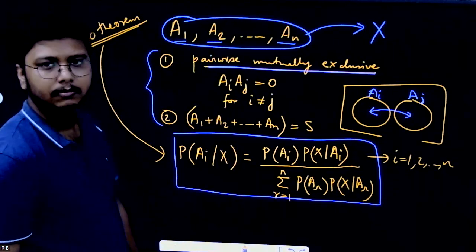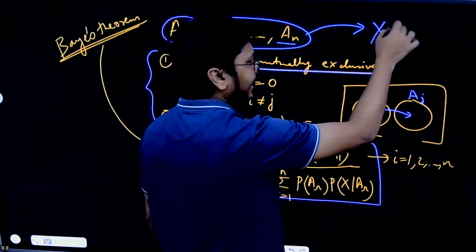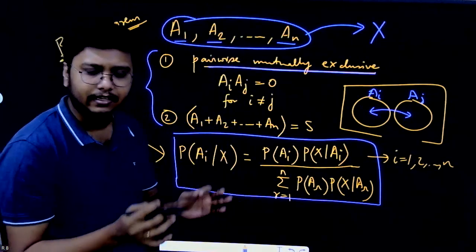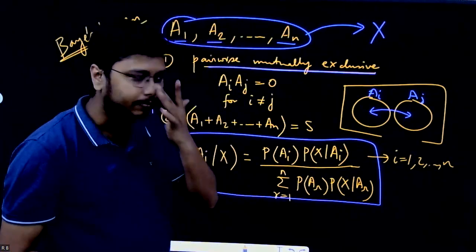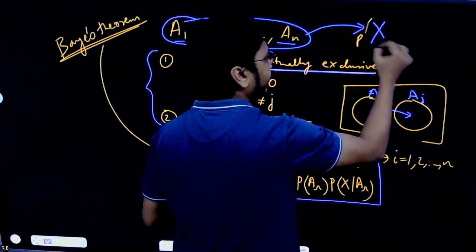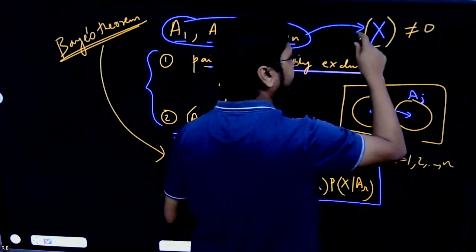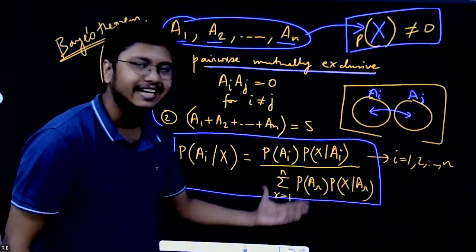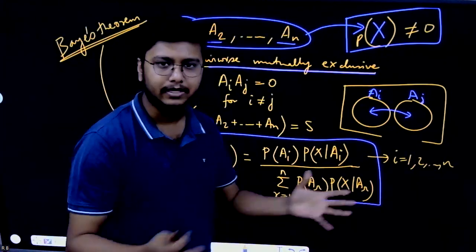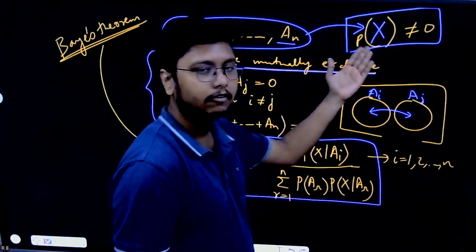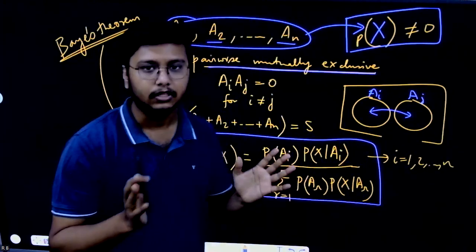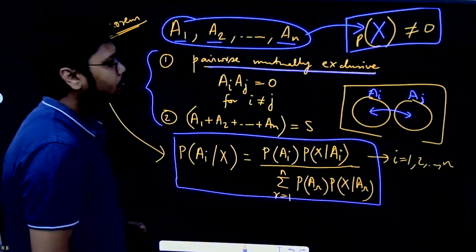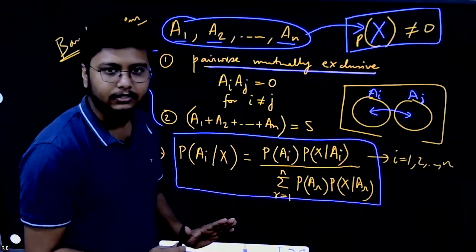One thing we need to keep in mind is that the event X that is happening in that experiment should have non-zero probability, right? Because if it is 0, it's going to create a problem here. The probability is going to become undefined, right? So the probability of X has to be non-zero. Now this is the statement of Bayes' theorem.